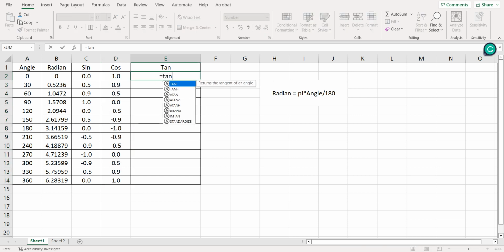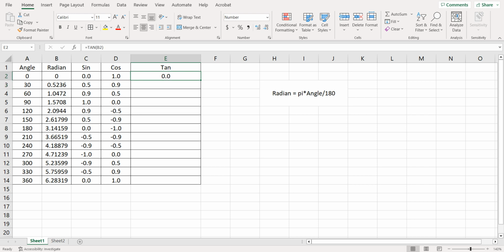The same thing you can do for tangent, and copy it down. Okay, so as you can see, for tangent 90 and tangent 270, the value should actually be infinity. That's why it has given a very large value. Okay, so this is one method.